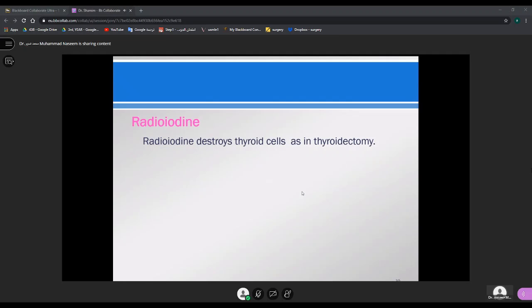The other option is radioiodine therapy. Radioiodine destroys thyroid cells, same as thyroidectomy. So the patient avoids the need for surgery and the same result is achieved, but radioiodine has some drawbacks as well.